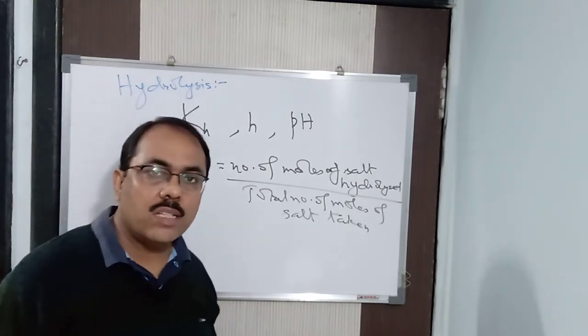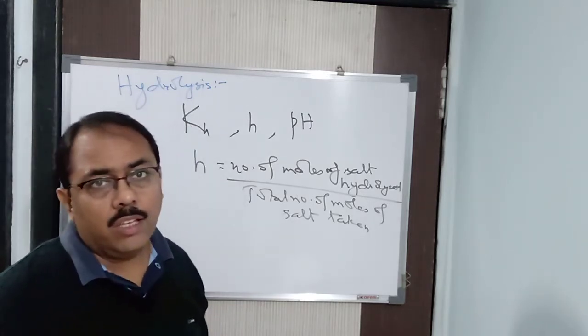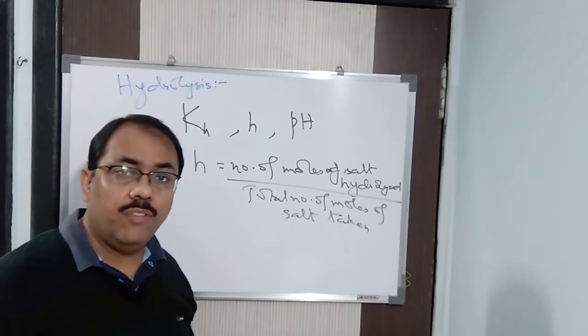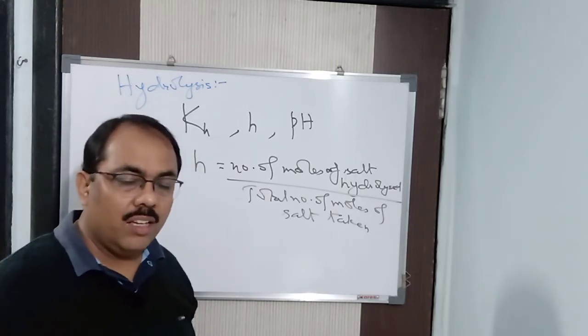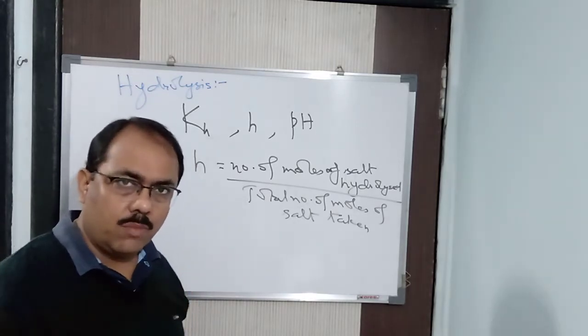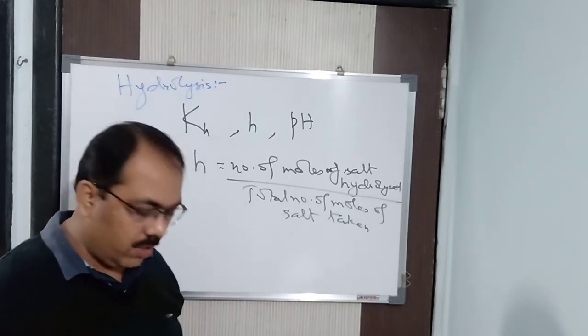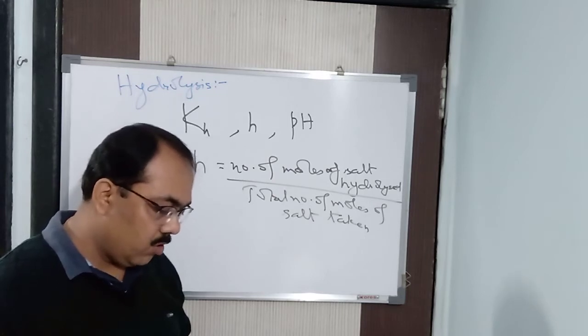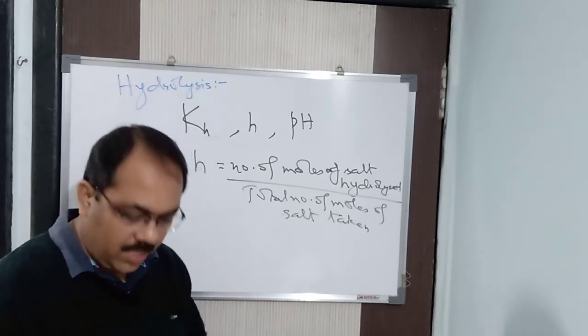And the hydrolysis constant, KH, how will you calculate it? You have read it already, like Ka and Kb, in the same way: number of moles of the product by number of moles of the reactant. Got it? And pH we also know, minus log of H plus ion concentration, and pOH is minus log of OH minus ion concentration.